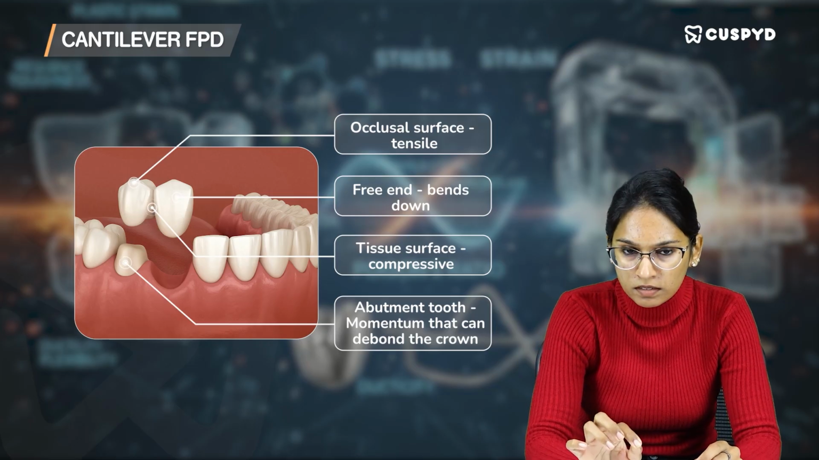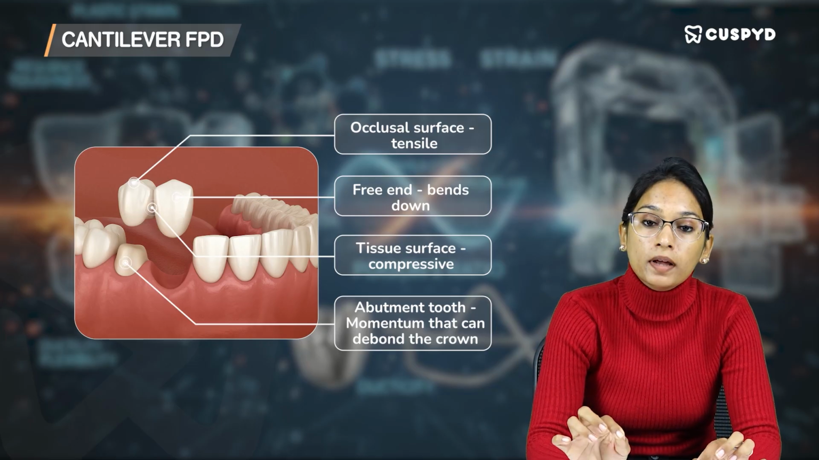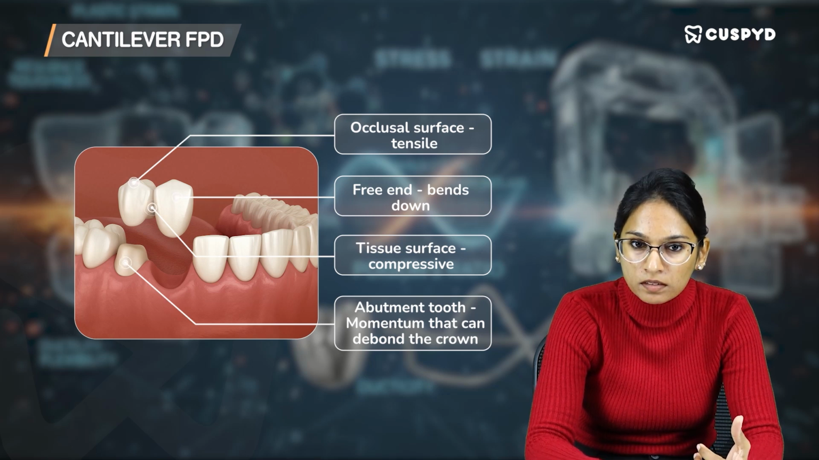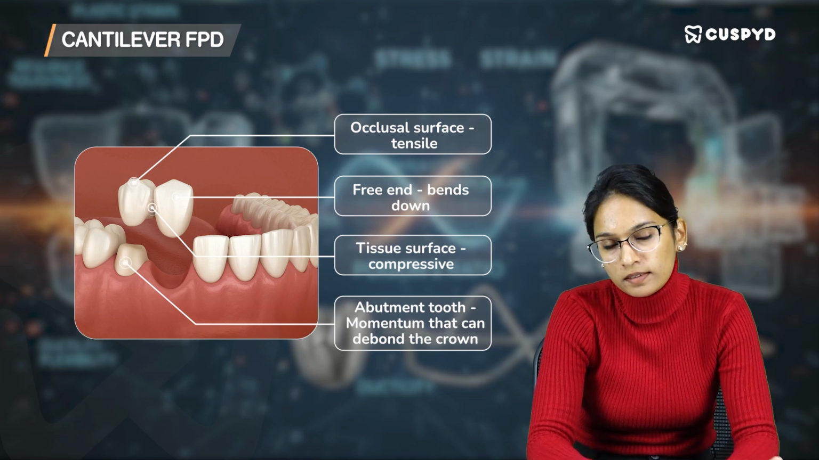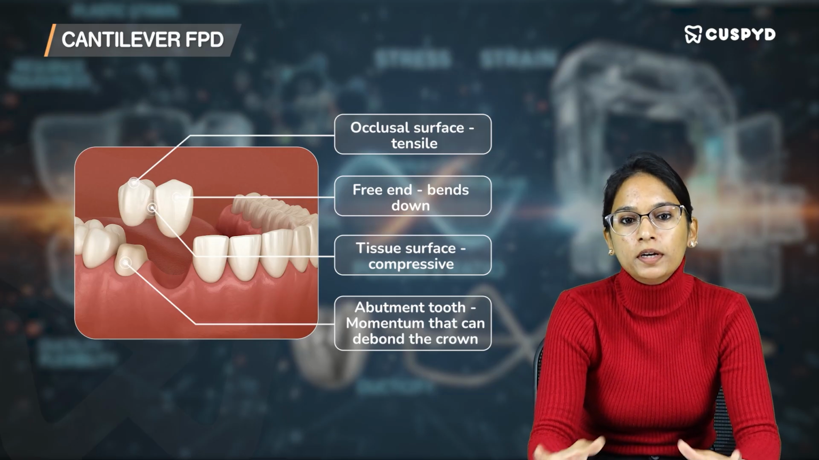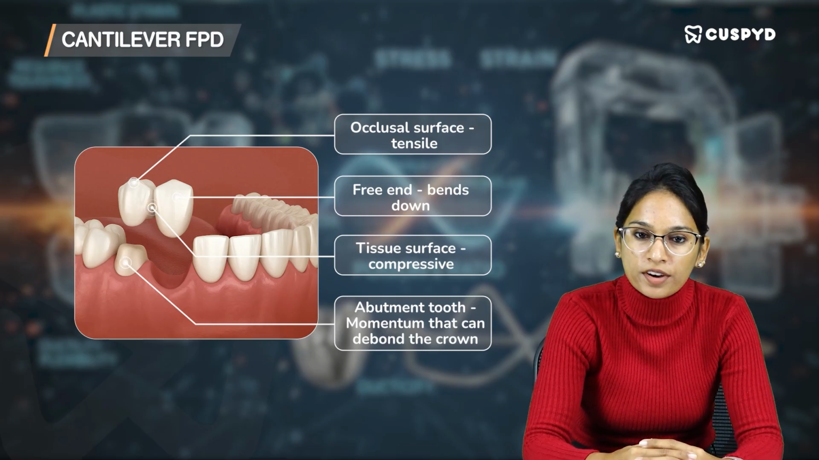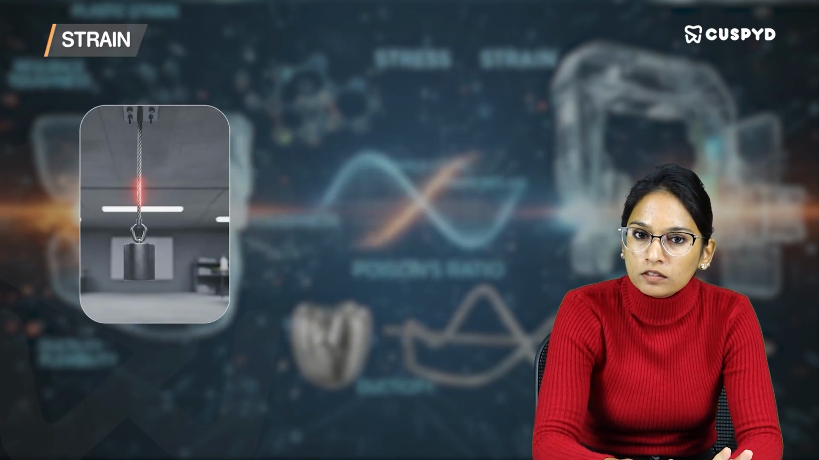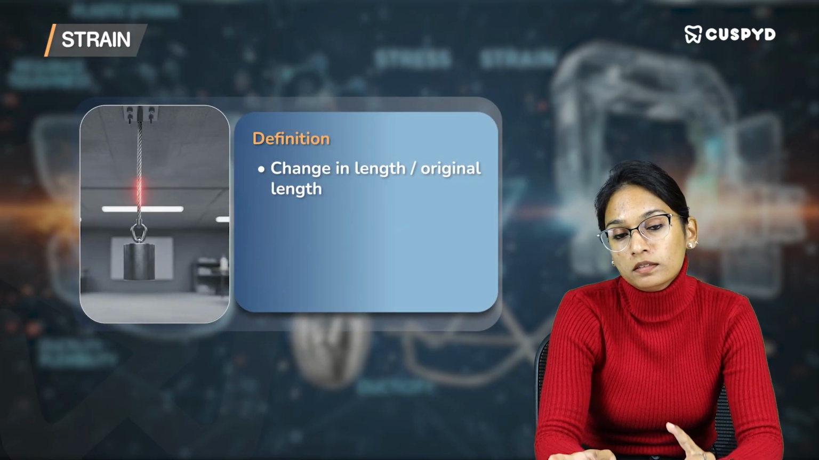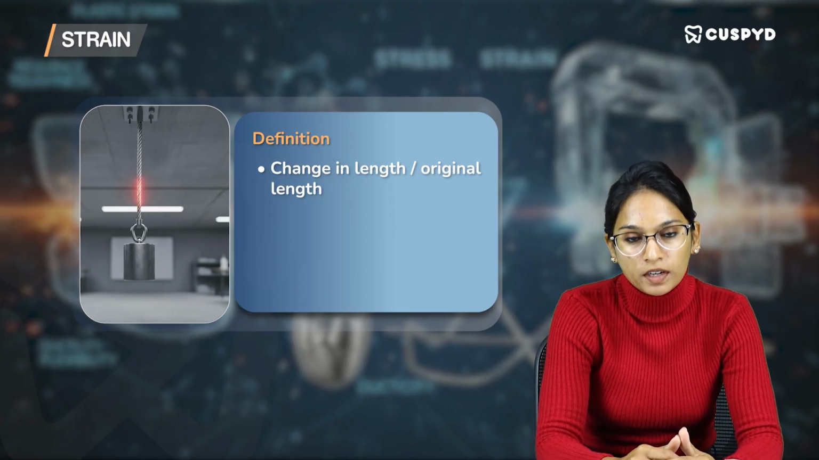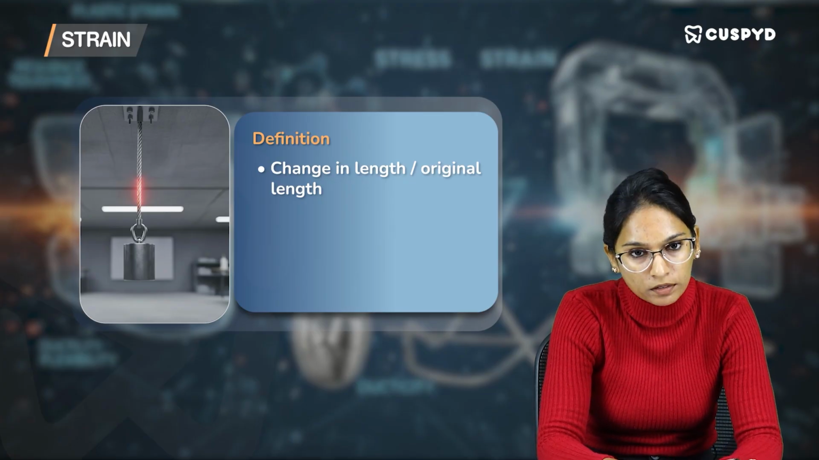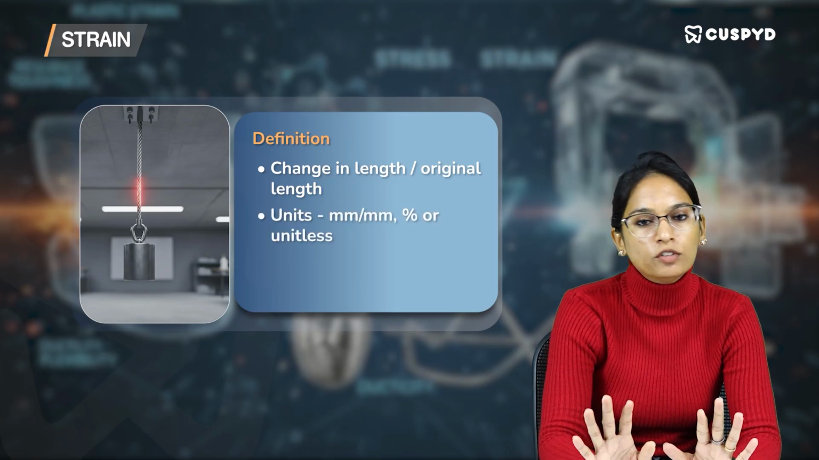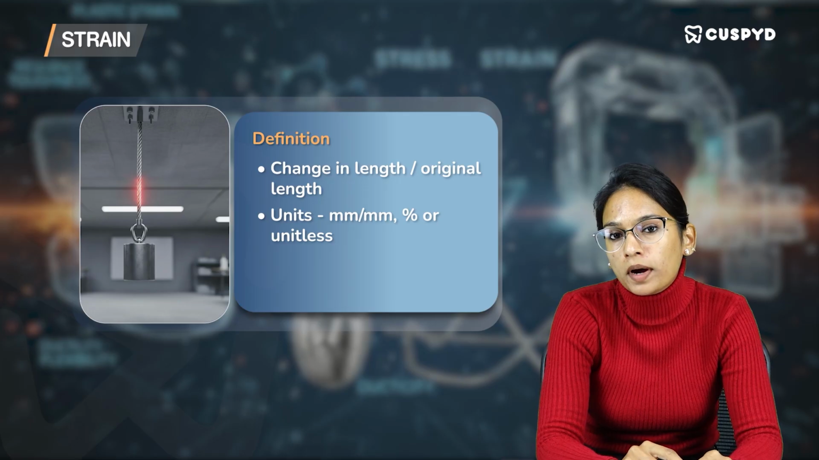We have discussed stress, the reaction within a material. But how does the material respond? Does it stretch? Does it compress, bend, stay the same, or change the shape permanently? That response is called strain. And that's what we explore next. Strain is simply change in length divided by the original length. It is a ratio, not a unit. So it's expressed as a percentage, or it's unitless.